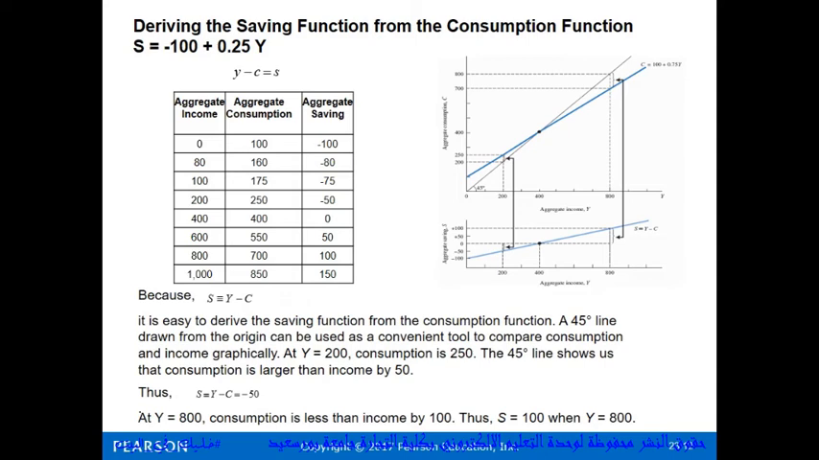Also, we can use a 45-degree line drawn from the origin, which can be used as a convenient tool or a simple way to compare consumption and income graphically. So for example, at y equals 200, we find that consumption is 250. The 45-degree line shows us that consumption is larger than income by 50. Thus, S equals y minus C, which is equal to minus 50. At y equals 800, consumption is less than income by 100. Thus, S equals 100 when y equals 800.